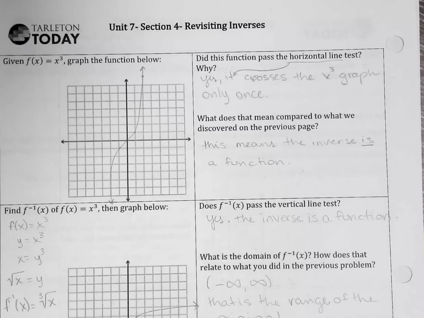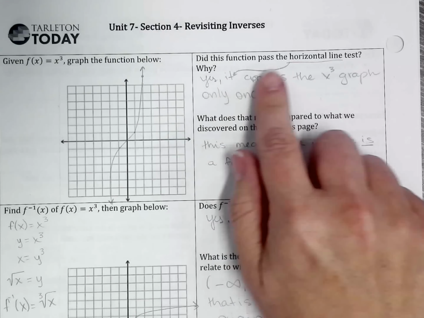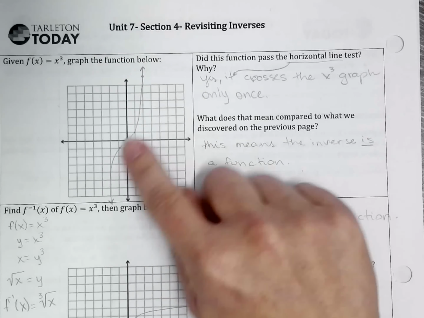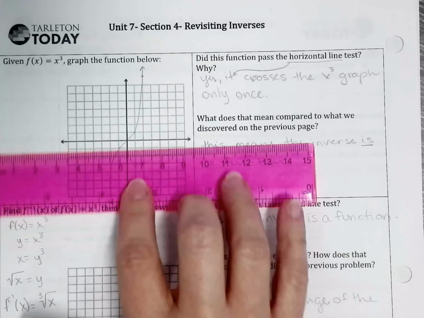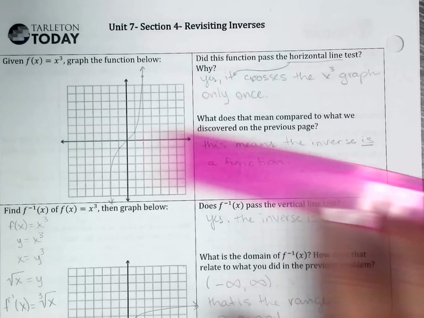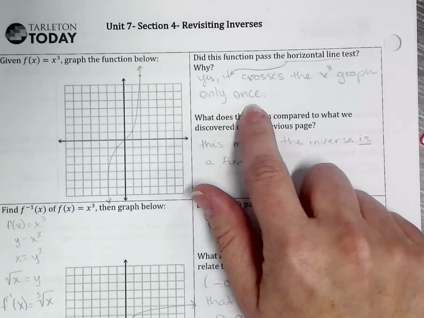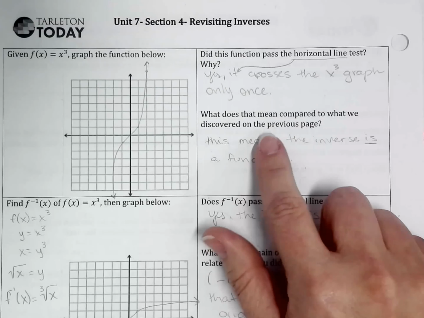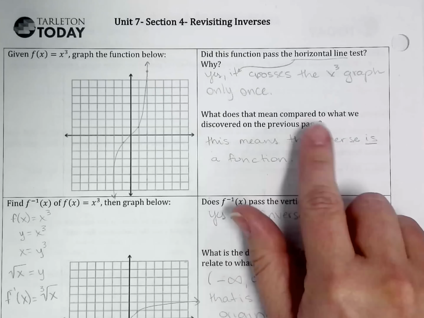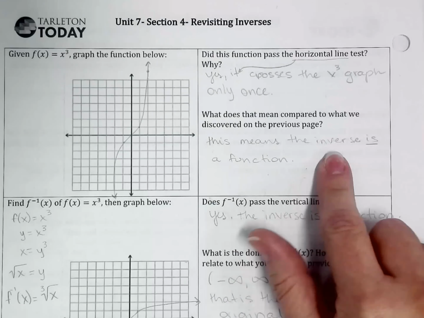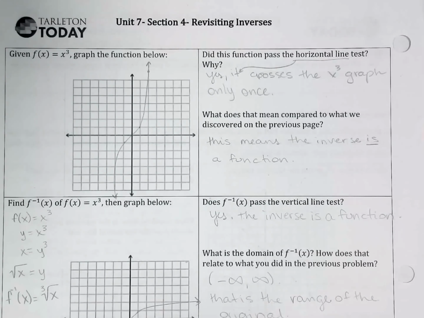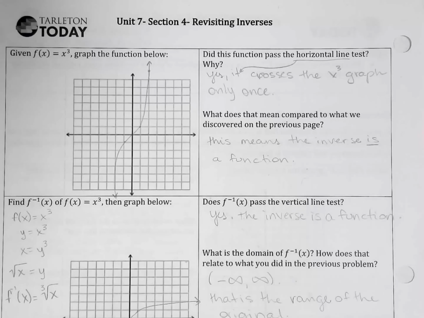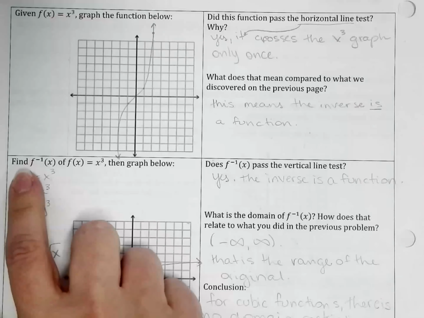Now we're talking about the cubic function. Does this function pass the horizontal line test? This one is yes. If I trace a horizontal line on the graph, it only crosses the graph once everywhere. So what does it mean compared to what we discovered on the previous page? This means the inverse is a function. If I were to find the inverse of this function, it would also be a function because x doesn't repeat.